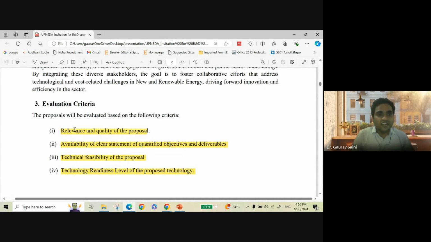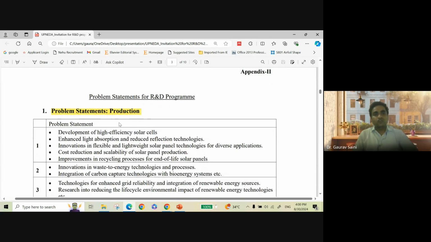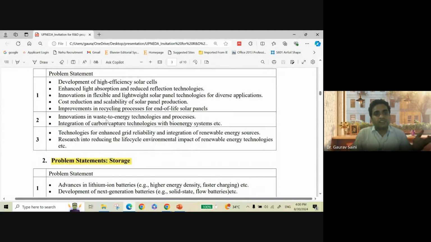Evaluation criteria: you can see relevance and quality of the proposals, availability of a clear statement of quantified objectives and deliverables, what you are trying to deliver after completion of the project, technical feasibility of the proposal, and technology readiness level. What TRL level any technology will achieve after completion of your project is also a criterion for consideration. These are the problem statements, which they are specifically related to.